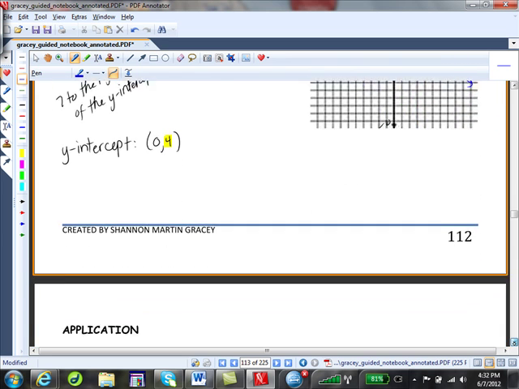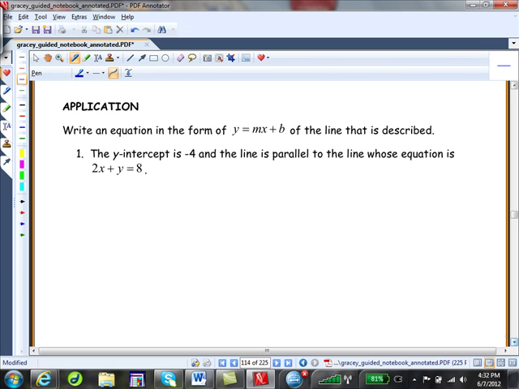Okay, so now down to our application. We want to write an equation in the form of y equals mx plus b of the line that is described. All right, the y-intercept is -4, and the line is parallel to the line whose equation is 2x plus y is equal to 8. So what do we have to do here? I mean, what do we know? They said that the y-intercept is -4, right? So that information tells us that b equals -4. Right?